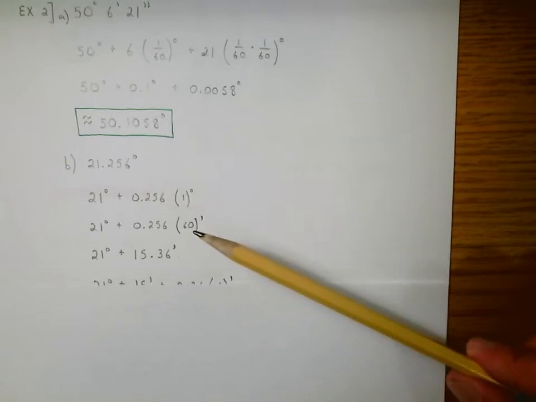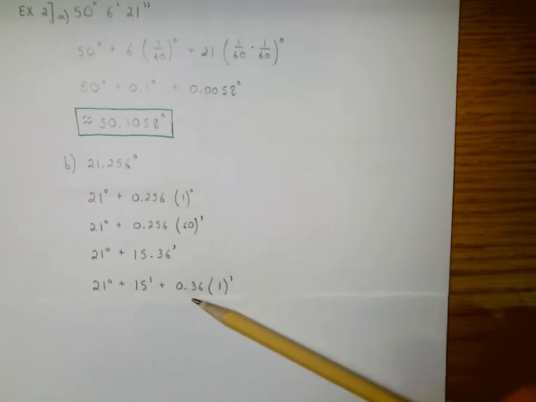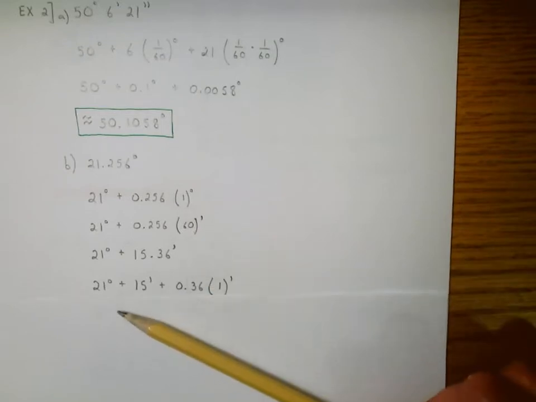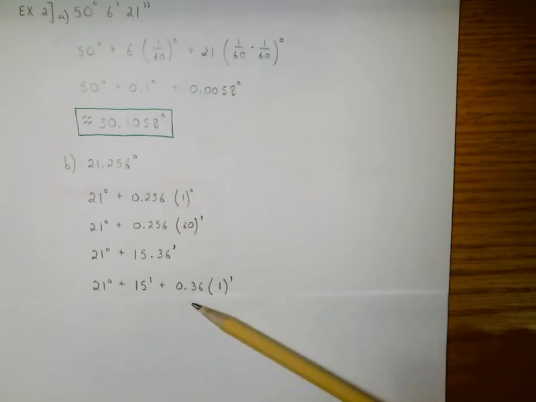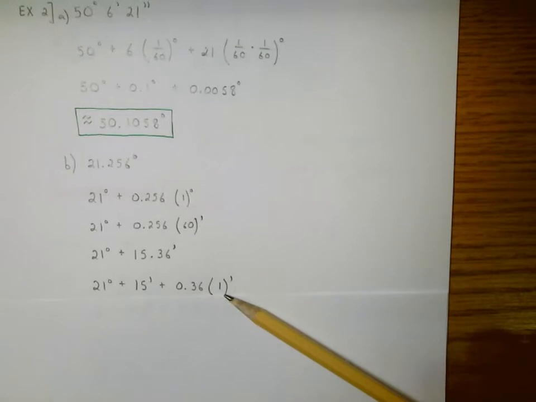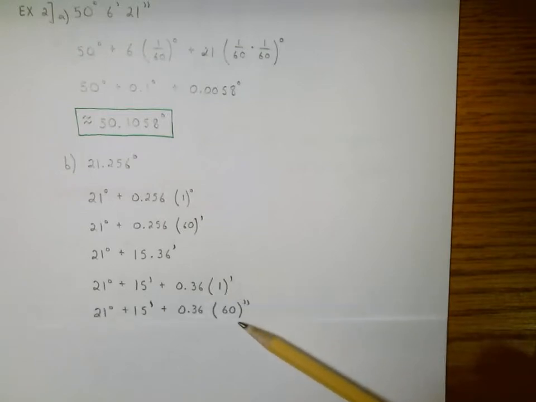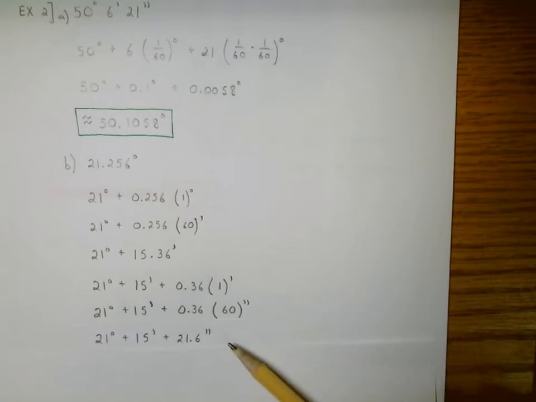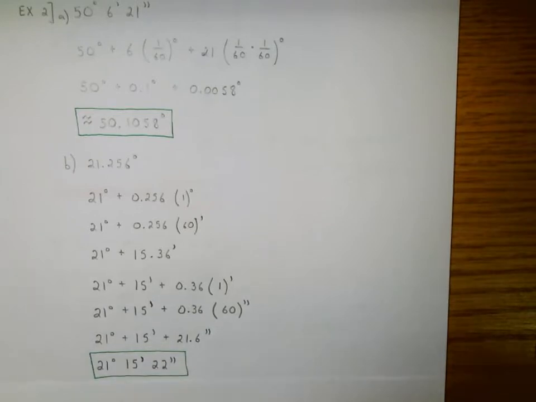I'm basically going to do this process a second time to deal with the portion of a minute. So now I'm going to write this, just like I did above, as 36 hundredths of 1 minute. I know that 1 minute is 60 seconds. So again, these are equivalent, and multiplying there gives me 21.6 seconds. When I write my answer, the directions ask to round to the nearest full second. So that's why my answer to match the book is 21 degrees, 15 minutes, 22 seconds. Go ahead, pause the video here, record example 2.